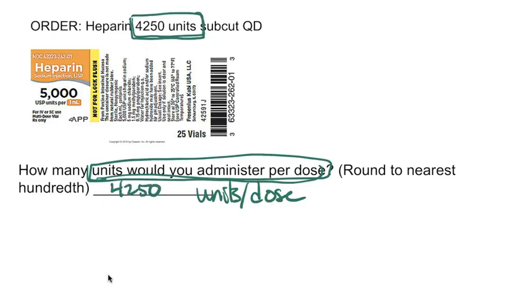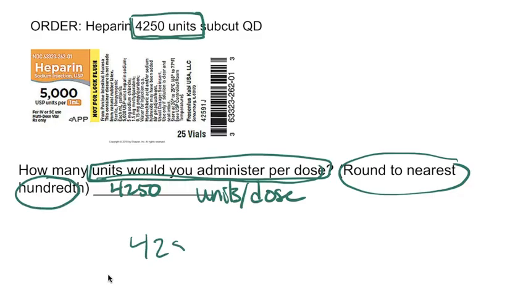Sometimes the doctor will ask you. Sometimes they don't know. Sometimes the patient will ask you. So you do need to know how many units per dose. But here, now it says round to the nearest tenth. Or I'm sorry, nearest hundredth. Is that tricky? Because 4,250 doesn't have any decimals.